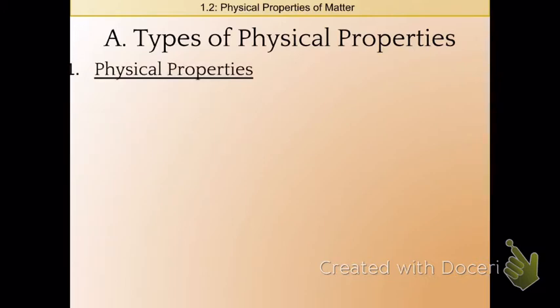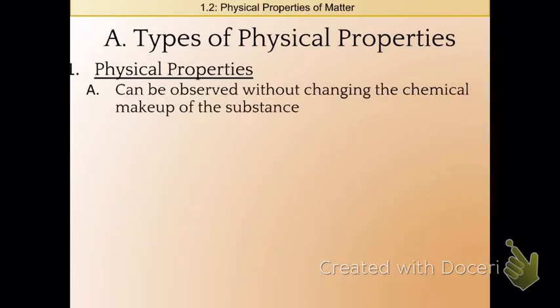Really, a physical property is defined as something that can be observed without changing the chemical makeup of the substance. So if we can just look at an object, we don't have to do any chemistry with it. We don't have to blow it up. We don't have to burn it. We don't have to dissolve it in acid, anything like that. We're not changing the chemical makeup of the substance. That's a physical property. And we have really two different types.